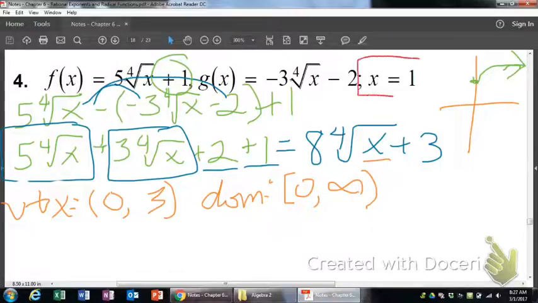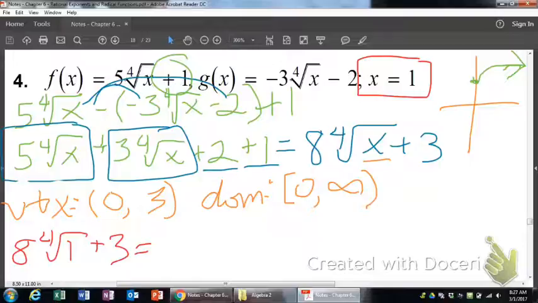Next, if I plug in x equals 1, I would get 8 fourth root of 1 plus 3. And plug that into your calculator. Remember to type in a fourth root. You do 4, math, 5. The root number, math, 5. And you would get 11. So take a minute to copy that down before stopping the video.